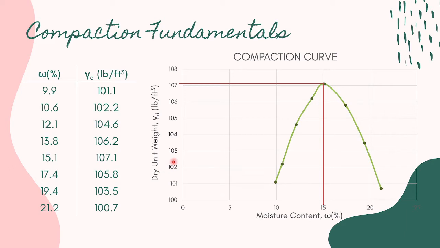Because at 15.1, the dry unit weight is 107.1, and when the moisture content is 17.4, the dry unit weight is 105.8, and then it will continue to decrease. So at 19.4 and 21.2, the dry unit weight decreased. So in this figure, we can determine the optimum moisture content, which is 15.1%. So this is the moisture content that will give the maximum dry unit weight of the soil.